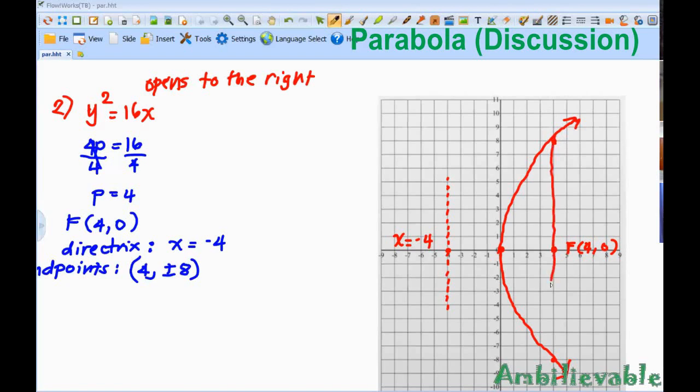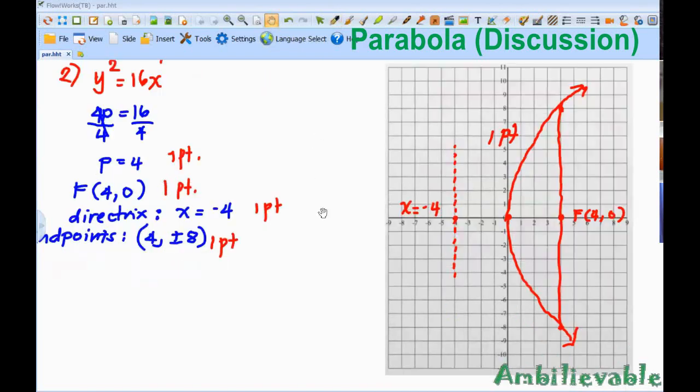So this is the latus rectum. So 1 point here, 1 point, 1 point, 1 point, and 1 point for the graph. Okay? Question? Next, we have number 3.